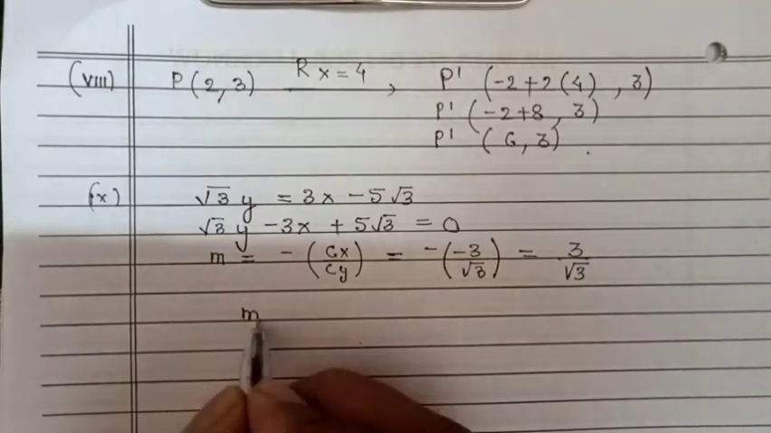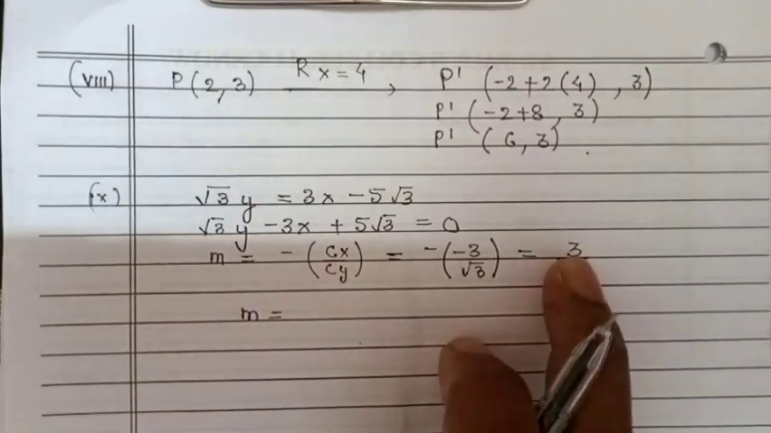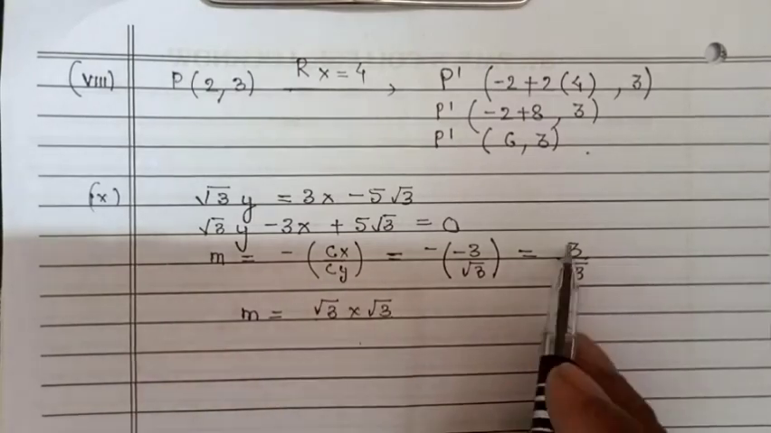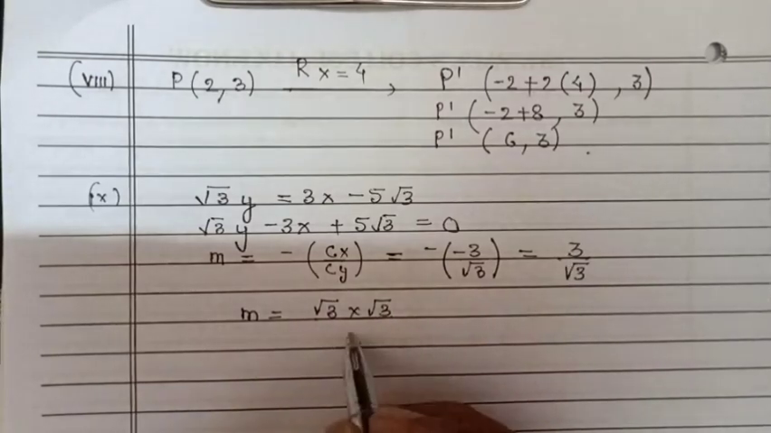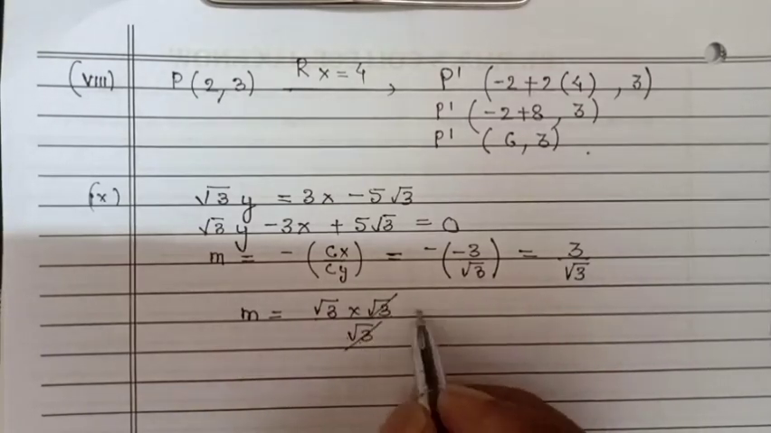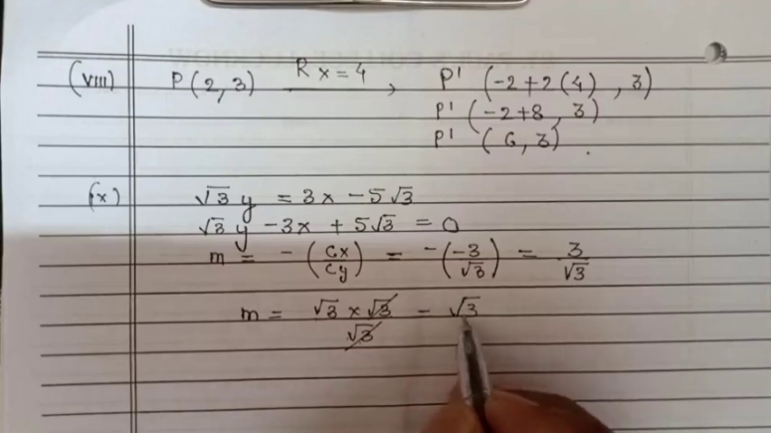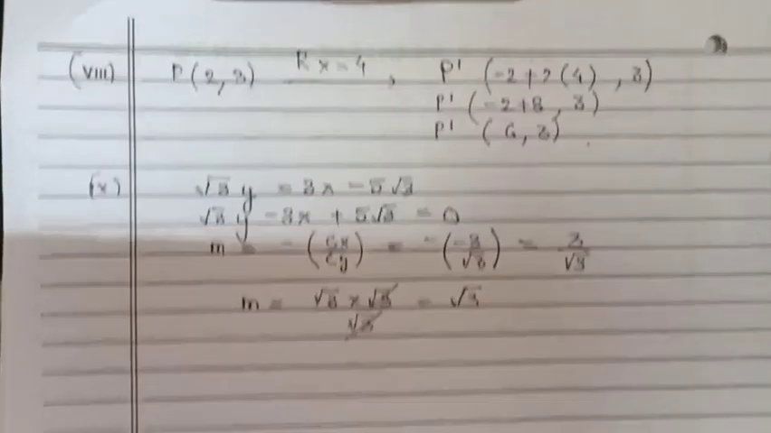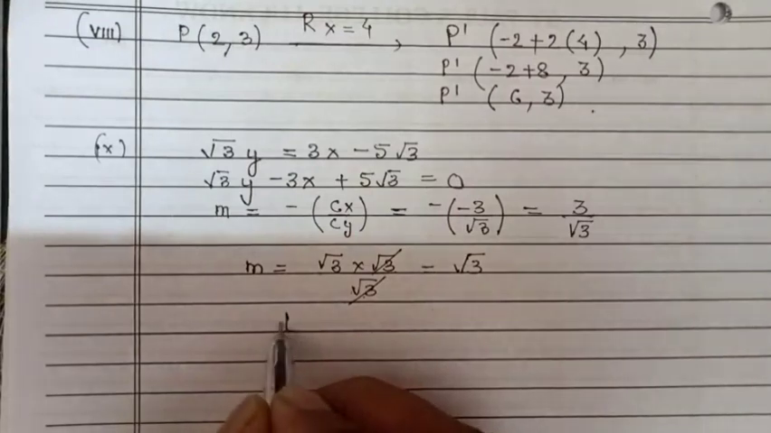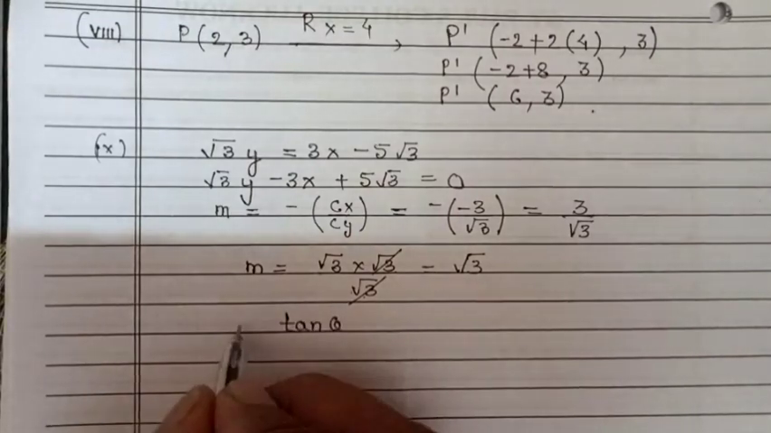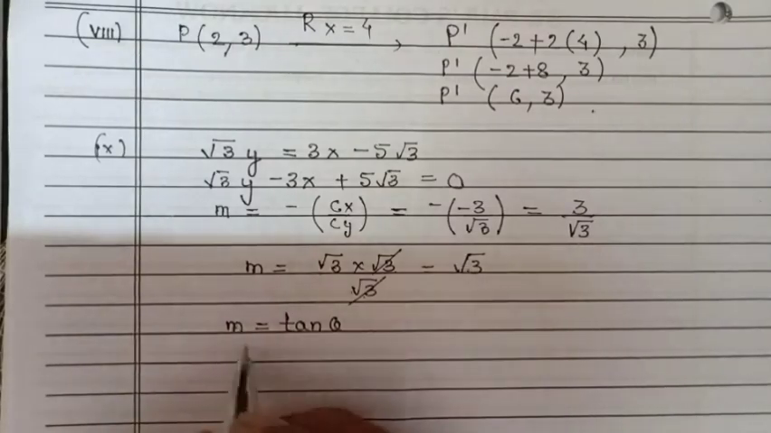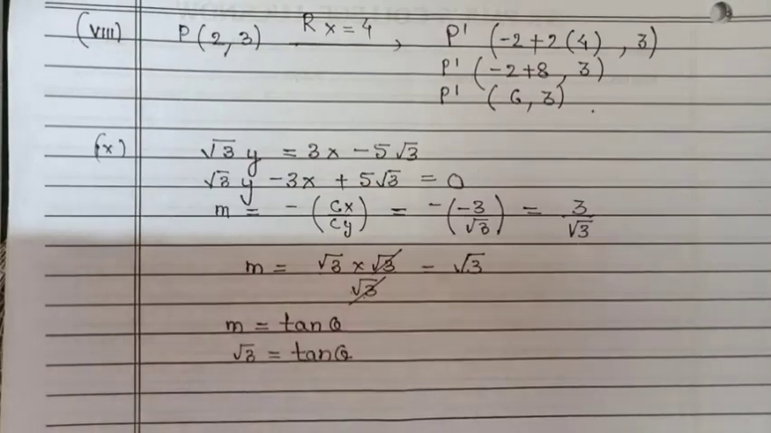Now you can see how you can simplify this. This numerator part 3 can be written as √3 into √3. In place of 3, you can write √3 into √3. So when you reduce it, you are getting slope as √3. So you can see first of all from the equation you have got the slope. Now we will use the formula for slope, tan theta. Slope formula, m is equal to tan theta. m is √3. So you are getting tan theta is equal to √3.